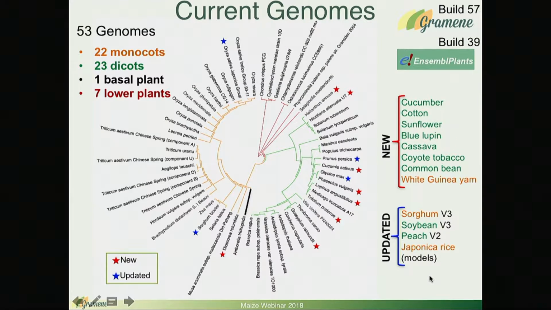Okay. So here is a summary slide with all the 53 genomes currently hosted in Gramene. These 8 over here were added within the last year, and these assemblies, or the gene annotation for those assemblies, were updated as well within the last year.